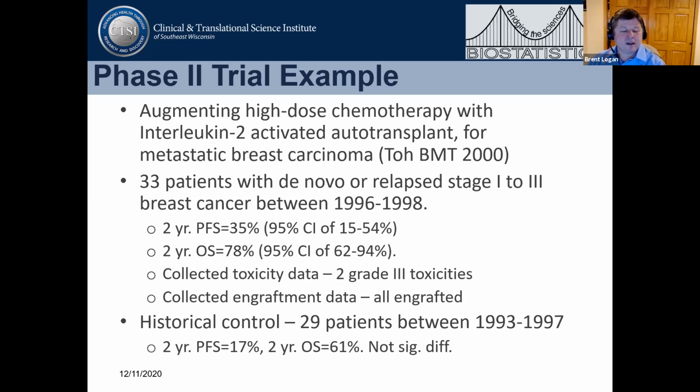And then to try to figure out if this was beneficial or promising, a historical control benchmark had 29 patients between 1993 to 1997 with 2-year PFS of 17%, 2-year overall survival of 61%. It's not statistically different, but that's not necessarily the benchmark that's used in a phase 2 trial.